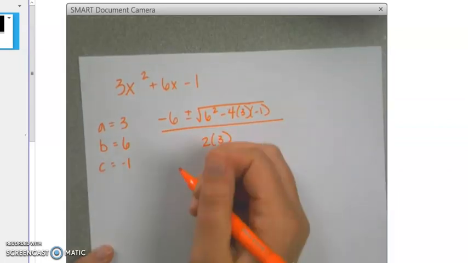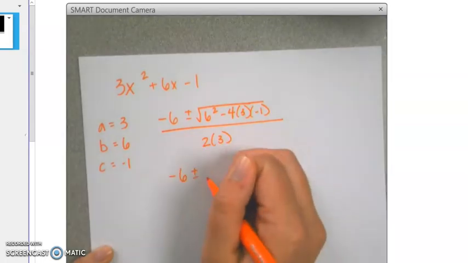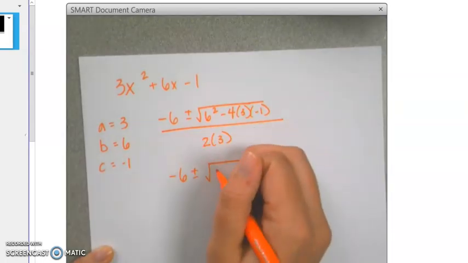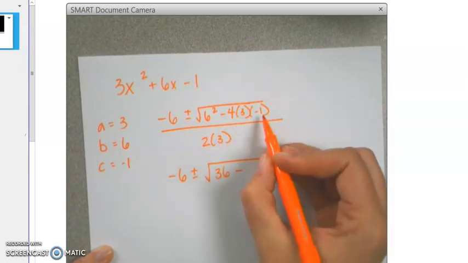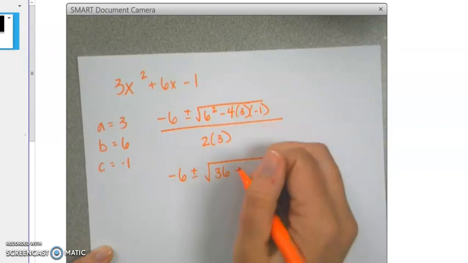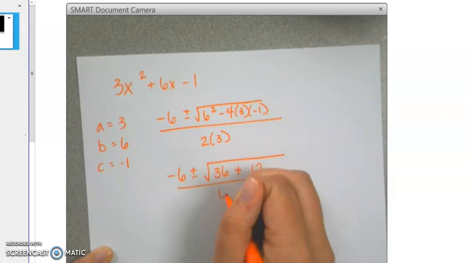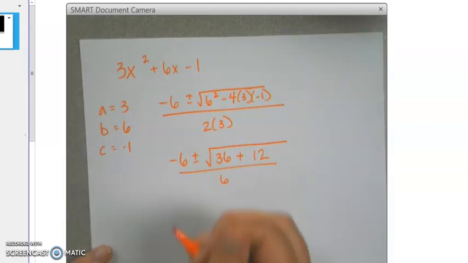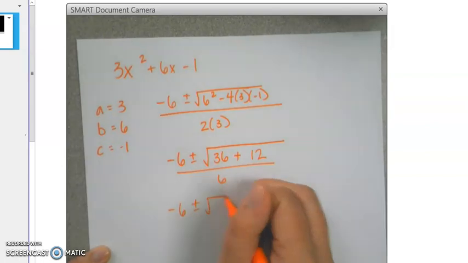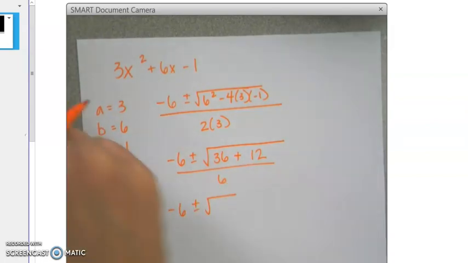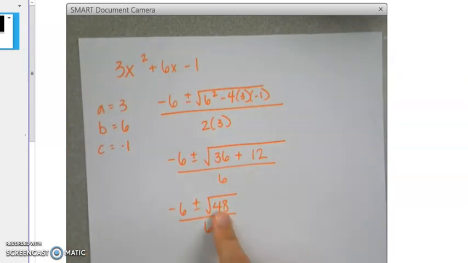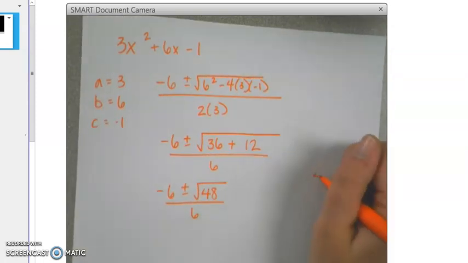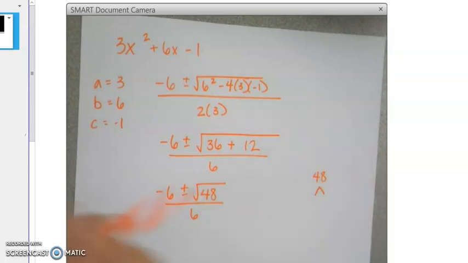Let's simplify this a little bit. I get negative 6 plus or minus the square root of, that's going to be 36, minus 4 times 3 is 12, times negative 1 is going to make that plus 12, over 6. Then we get negative 6 plus or minus the square root of 36 plus 12, which is 48, over 6. Now this one's not negative, which means it's not going to be imaginary, but I can break 48 down. So let's do that.